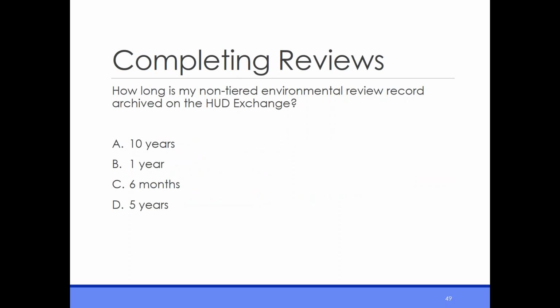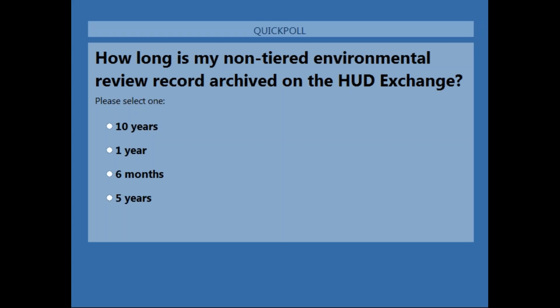One final FAQ question. How long is my non-tiered environmental review record archived on the HUD Exchange? 10 years, 1 year, 6 months, or 5 years?